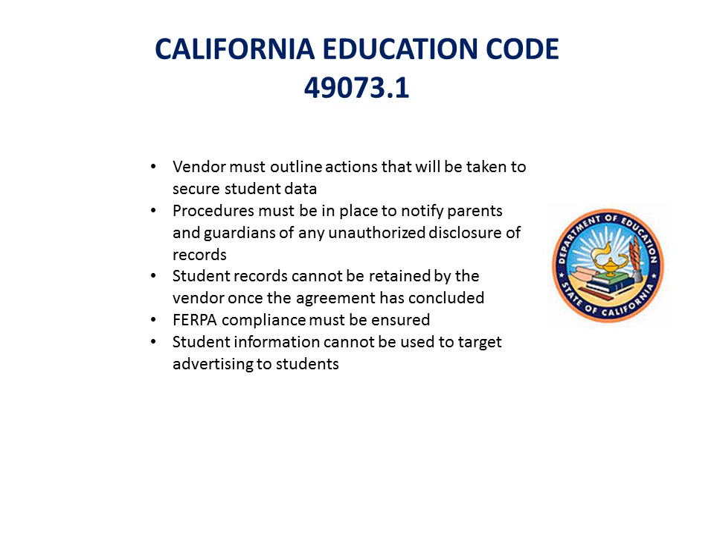Further, the vendor must detail both the actions that will be taken to keep student information safe and their procedures for notifying parents and guardians in the case of a data breach. It must be agreed that the vendor won't retain student records once the contract has expired, that the program is FERPA compliant, and that student information will not be used for targeted advertising.